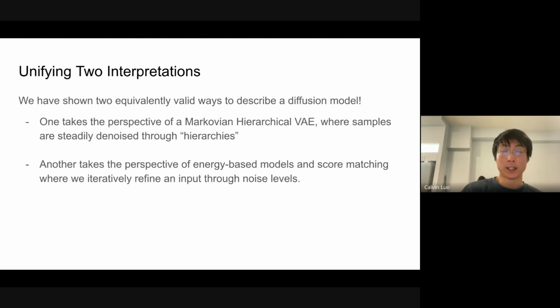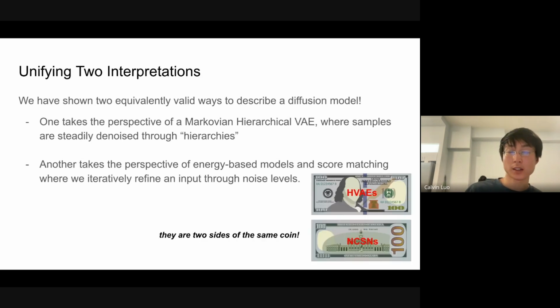We've shown that there are two equivalently valid ways to describe a diffusion model. One takes the perspective of this Markovian hierarchical VAE, where samples are steadily denoised through hierarchies, and another takes the perspective of energy-based models and score matching, where we iteratively refine an input through noise levels, because we need that to get good estimates of the score function. It turns out that these interpretations are two sides of the same coin. Does anyone have any questions before we move on to conditional diffusion?